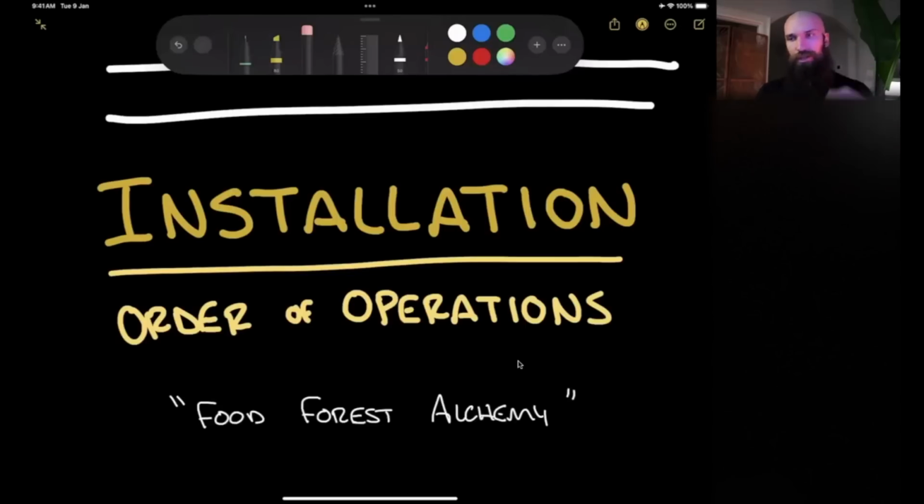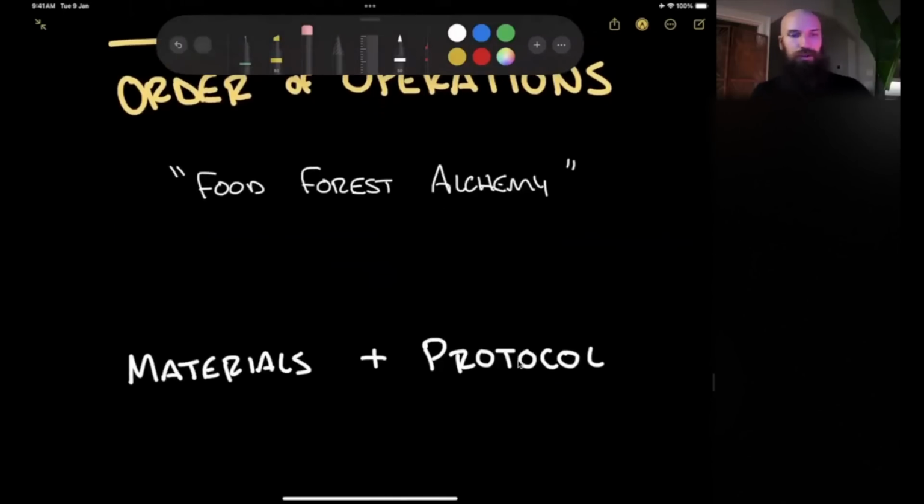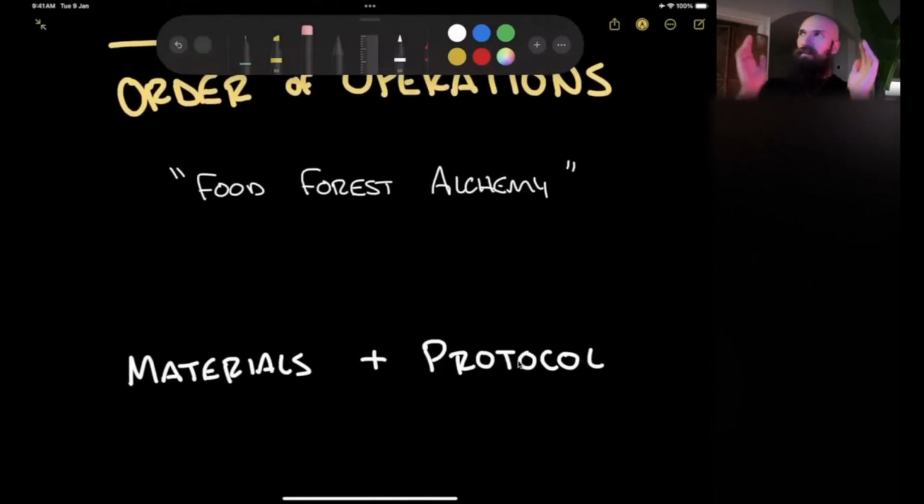Installation, order of operations. Now, I like to describe food forest or agroforestry installs like this: alchemy, right? Where you're taking a set of kind of, on their own, more or less useless things, all these ingredients that on their own don't have that much power. And you're combining them in such a way and with such an order of operations that it becomes this beautiful forest. By taking these quite useless items, you combine them and it turns into this amazing agroforestry. Really, it's the materials plus the protocol. So that's what we're going to dive into.